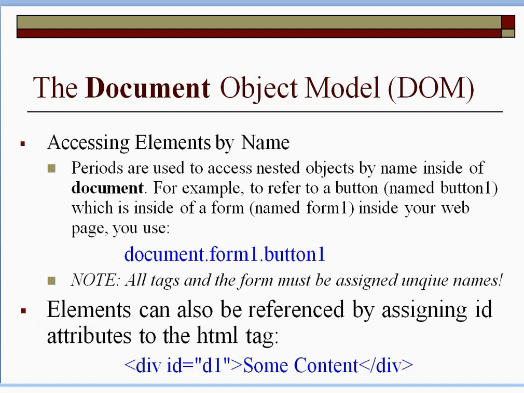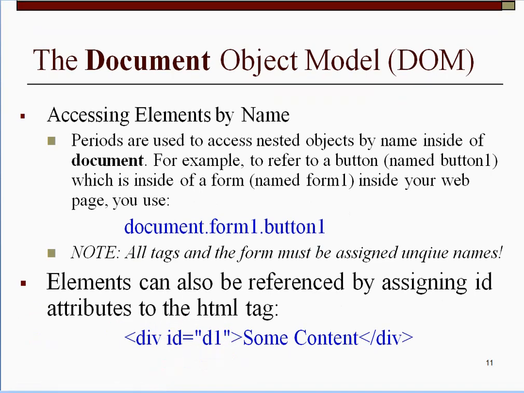Elements can also be referenced by assigning ID attributes to the HTML tag. Remember that within HTML tags you can define attributes, most of which are standard and they do specific jobs, but you can add as many other attributes as you like for whatever purposes you wish. So in this particular case, we have a div tag, and inside the div tag there is an attribute called ID, which is taking on the value D1. We will see shortly how these ID attributes are used.